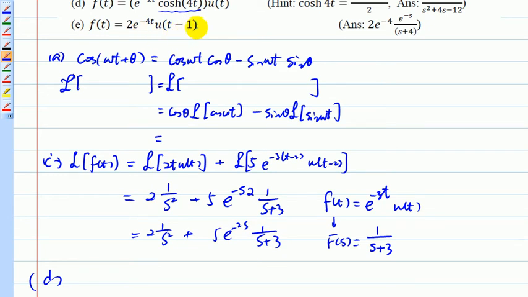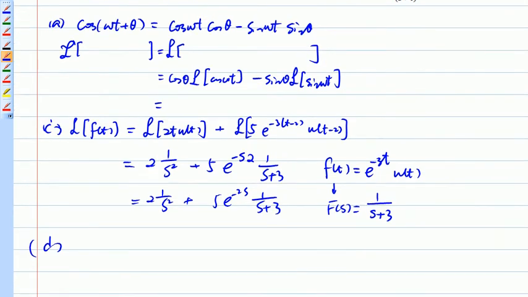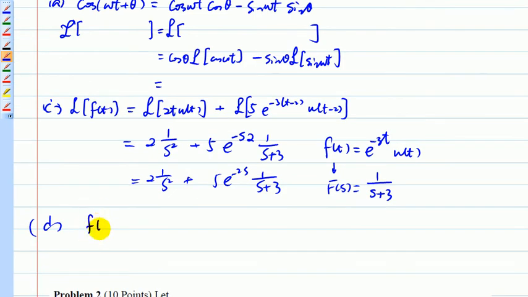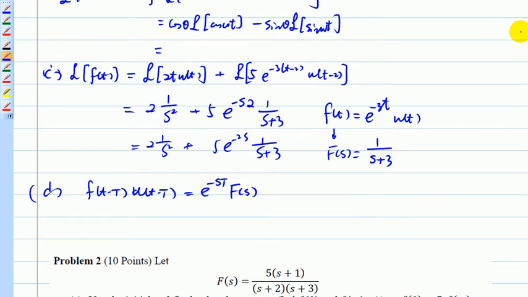Now when you look at this one here, the objective is we still want to use that shifting property. The shifting property here is f of t minus capital T, u of t minus capital T, with Laplace transform e to the negative s capital T times capital F of s. Okay, so we still make use of it, but the only problem here is, so let me rewrite this one here.